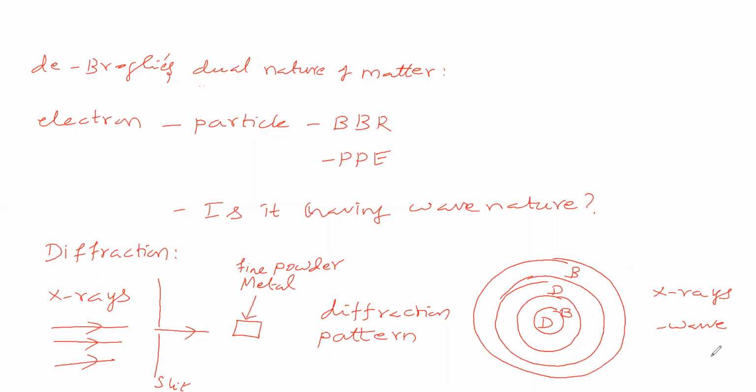Now in place of X-rays, let us take an electron beam. This electron beam consists of only electrons. In the J.J. Thomson experiment, we see cathode rays. Cathode rays contain only electrons, only negatively charged particles. Like this, the beam contains only electrons. So we have taken an electron beam.